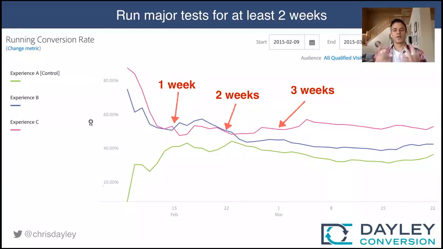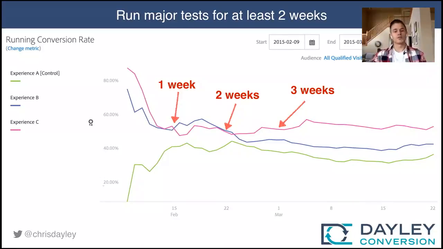So this is a radical redesign test that we ran. The green line at the bottom of the graph is the control. So that was the existing web page. The blue and the pink lines were some of the alternative experiences that we had designed and were testing. And you can see that after the end of the first week, our two experiences were tied. We had a 95% statistical significance at this point.